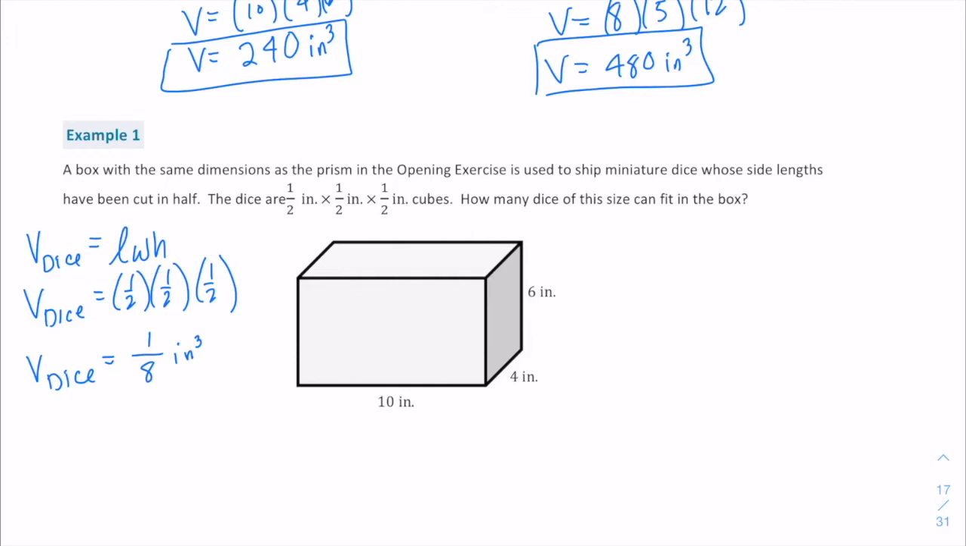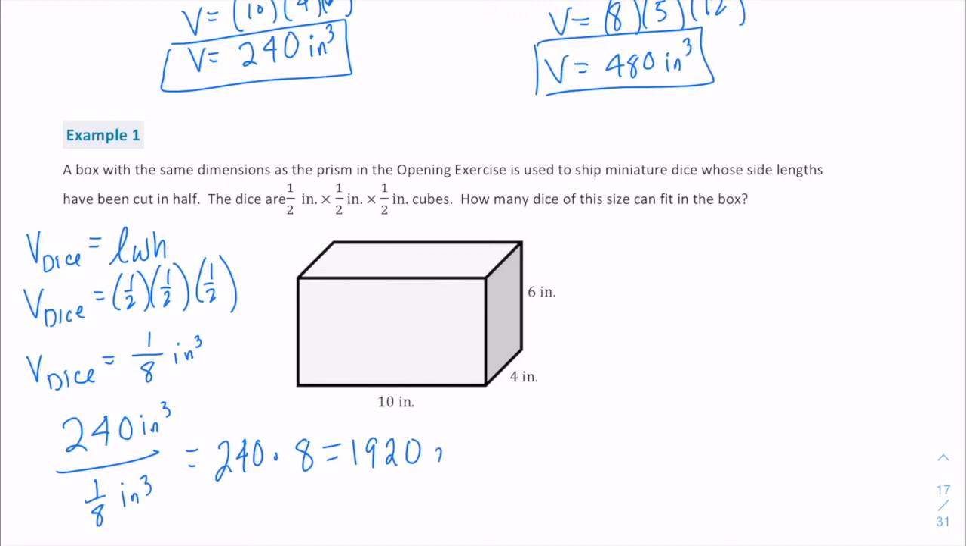So the volume of the whole shape, we remember, was 240 inches cubed. So how can we figure out how many 1/8 inch cube objects, in this case dice, would fit in there? Well, we can go ahead and divide the 240 by the 1/8 inch cube. And how do we divide fractions? We take the number and we multiply by the reciprocal. So 240 times 8 would give us 1,920 dice could fit inside this box. Wow, that is a lot of dice.